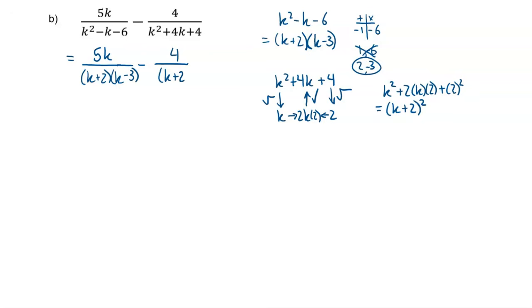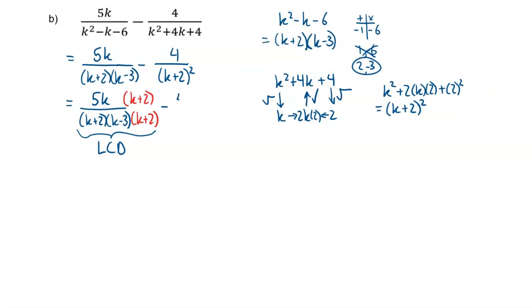So we go ahead and we write this out as 5k over k plus 2 times k minus 3, and then minus 4 over k plus 2 all squared. Now the goal here is to get a common denominator. You'll notice that they both already have a k plus 2 in them, so the only thing we have to do to the fraction on the left is add another k plus 2. In order to add it to the denominator, we also have to add it to the numerator so that nothing changes in that fraction. So we're going to multiply the top and the bottom by k plus 2. That is the lowest common denominator.